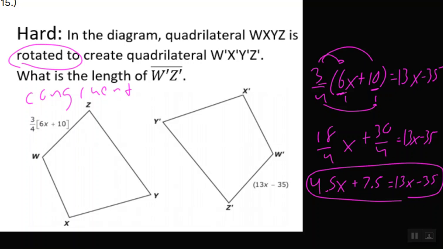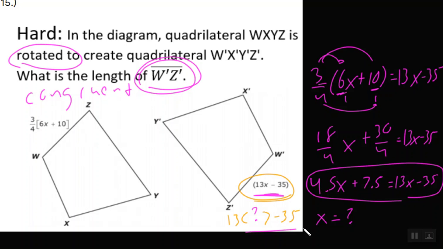And lastly, when it says, what is the length of w prime z prime? Well, y'all just have to plug your x in there. So whatever x equals, let's say we'll take this w prime z prime, 13x minus 35, and we will plug in our missing value of x.